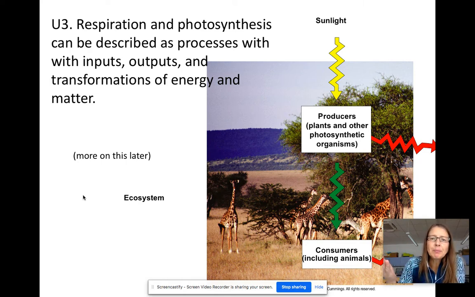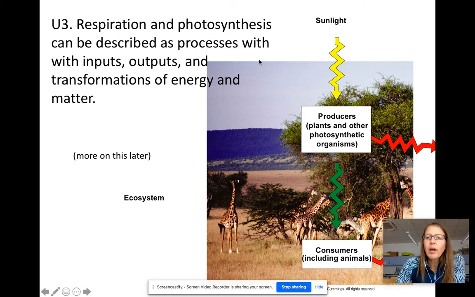But how do they get that food? That's what we're going to be focusing on: how do organisms actually get the food that they need that they can eventually convert into ATP energy. And that's where respiration and photosynthesis come into play. First of all, respiration is how they take the food and turn it into ATP energy. But photosynthesis is how producers actually get their food. We're going to talk in more detail in another screencast about respiration and photosynthesis, but just a little bit of review at this point.